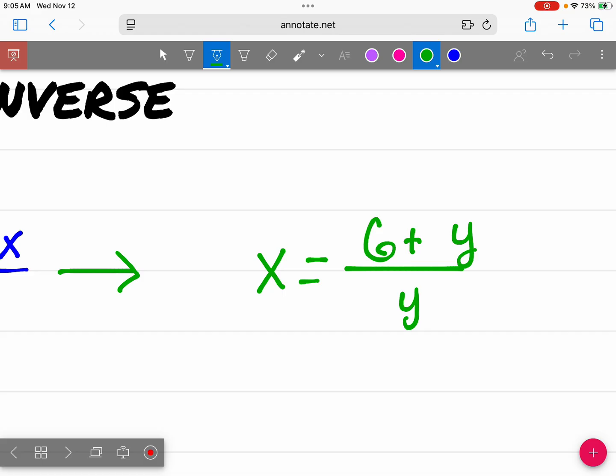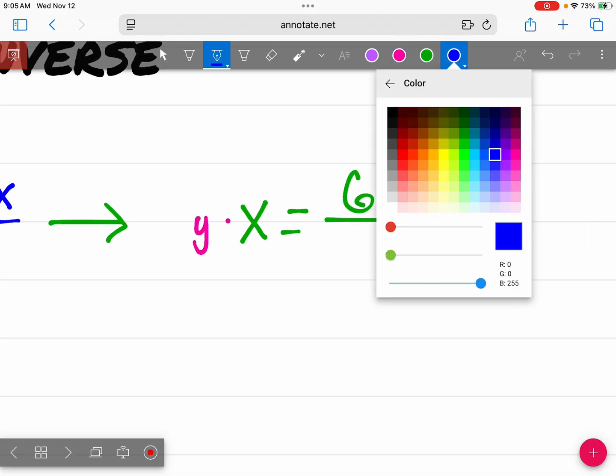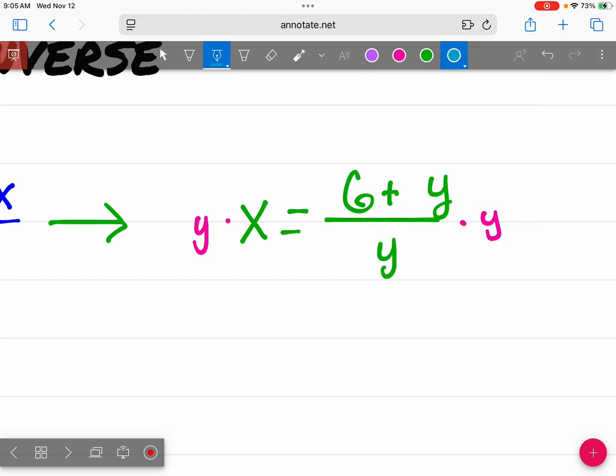So if I want to be able to write this as a y equals, I need to get that y out of the denominator. How can I get that y out of the denominator? Multiply both sides by y. So if I times this side by y and this side by y, we're going to have either x times y or yx equals, those guys are going to cancel out, and we're left with just 6 plus y. So we've lost our fraction here.